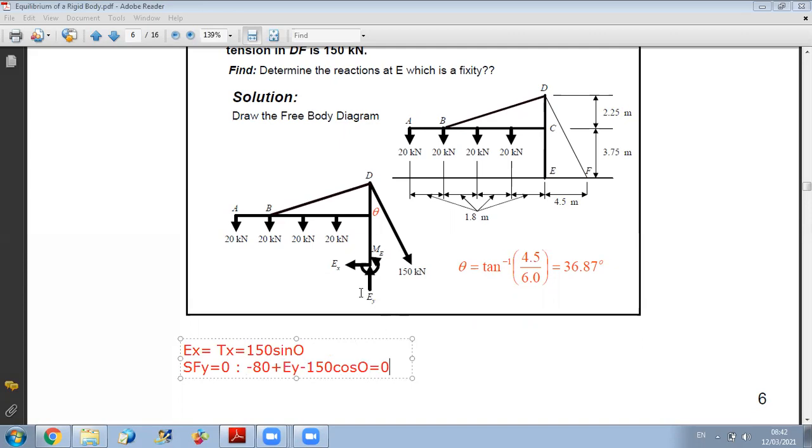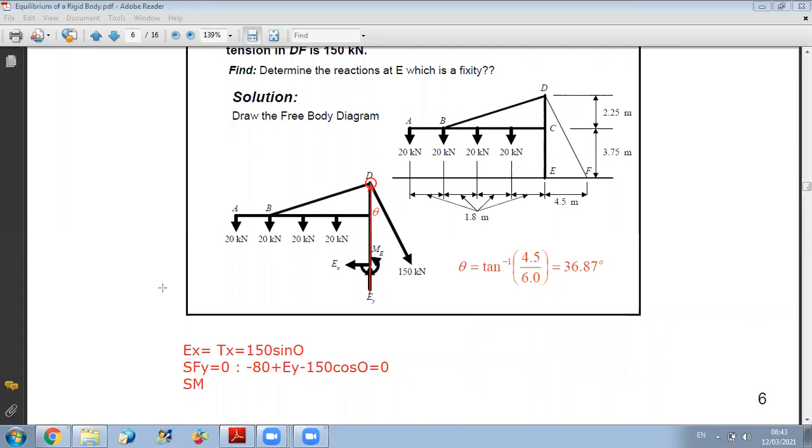And finally, to get the couple ME, the equation is sum of moments. You can select any point here, but the easiest one will be E to cancel out the moment of Ex and Ey. Also, if you want, you can take D. It's good to take D, because if you take D, the moment of the 150 kilonewton force is cancelled, and the moment of Ey is cancelled. So D is the best choice because you will only have the moment of Ex and the other forces, plus the couple of force.